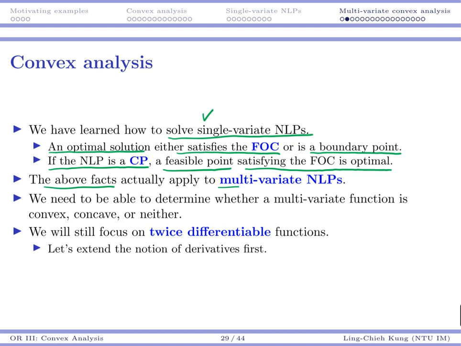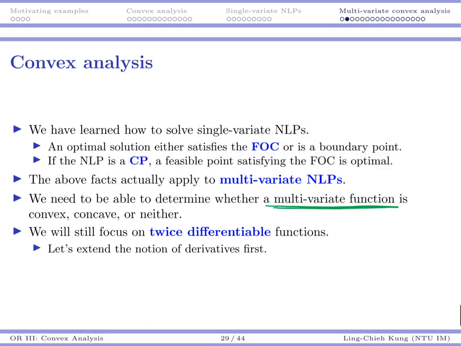These above facts actually apply to multivariate nonlinear programs. It's just that we need to have some ways to deal with the fact that a multivariate function may be convex, concave, or neither. So we actually have this definition, okay? Because the definition for convex and concave functions is already defined for multivariate functions. But still, we want to have some properties about differentiability. So for twice differentiable multivariate functions, we want to also have some ways to check whether a function is convex by looking at second order derivatives. So let's first extend the notion of derivatives.